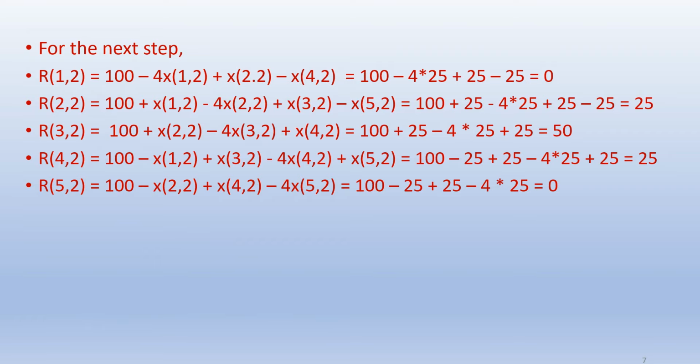Then we need to calculate the residuals again. So r1, 2 equals 100 minus so on and so forth, and we calculate the residuals for the 5 equations at the second step. That is r1 equals 0, r2 equals 25, r3 equals 50, r4 equals 25, and r5 equals 0.